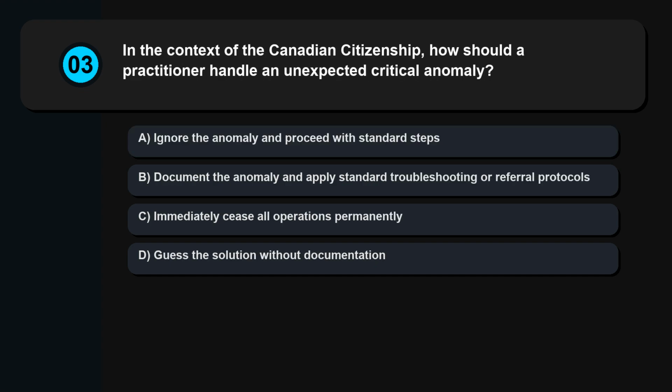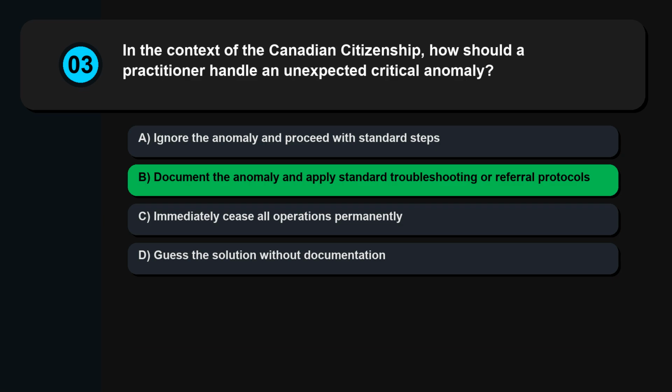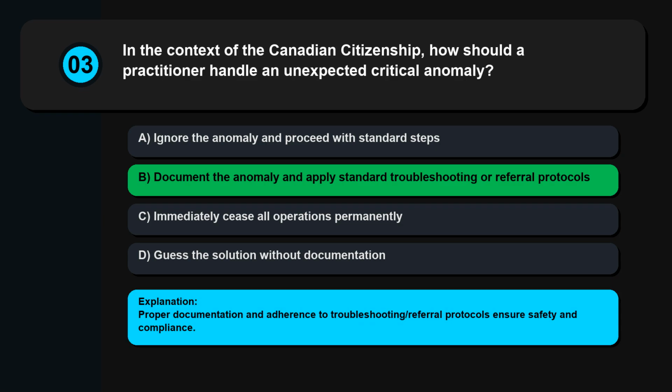Question 3. In the context of the Canadian citizenship, how should a practitioner handle an unexpected critical anomaly? Ignore the anomaly and proceed with standard steps. Document the anomaly and apply standard troubleshooting or referral protocols. Immediately cease all operations permanently. Guess the solution without documentation. Proper documentation and adherence to troubleshooting/referral protocols ensure safety and compliance.